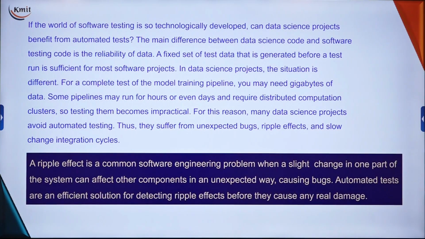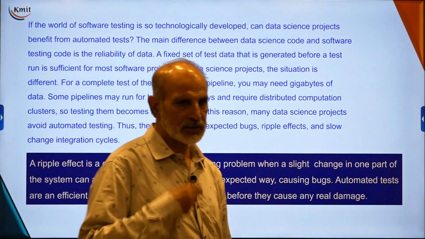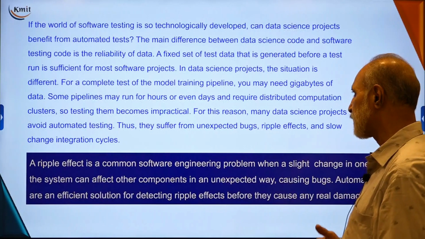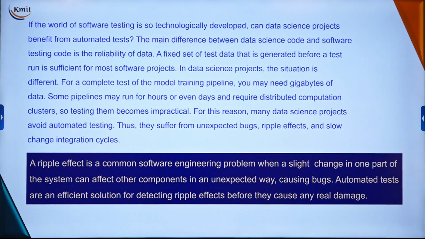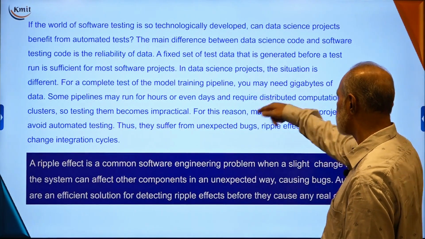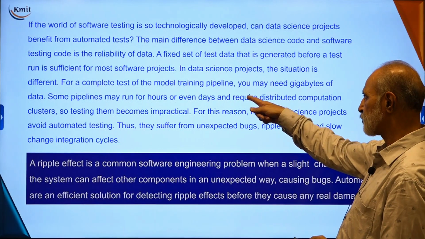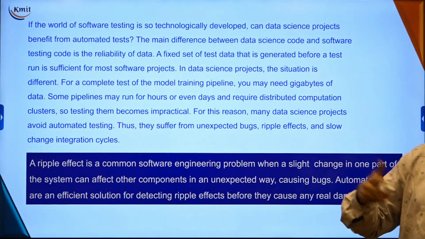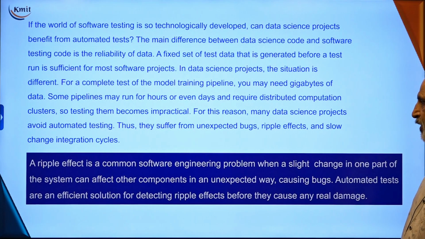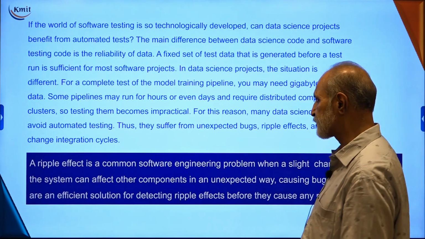So in the world of software testing and technological development, can a data science project benefit from automated testing? The answer is yes. The main difference between data science code and software code is the reliability of my data, because in data science the data keeps on changing, not static but dynamic. A fixed data set that can be generated before a test run is sufficient for most software projects. However, in DS projects, the situation is different. For a complete test of the model training pipeline, you may need gigabytes of data. So data is a big problem. Your software testing methodology will not be sufficient for a DS project. So you have to do more.